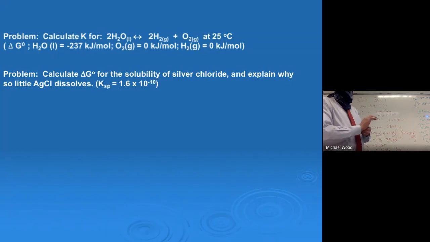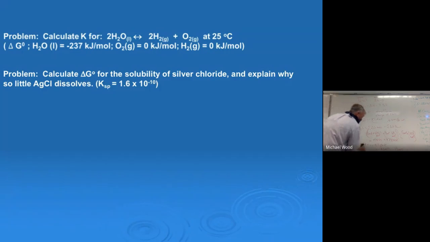Okay, here is another one. Calculate the delta G for the solubility of silver chloride and explain why so little silver chloride dissolves. Okay, so for anybody that wants to look at that, I'll give you one more minute and then I'm going to erase this. So this one's a little bit different: now we're solving for delta G and we're given the K value.